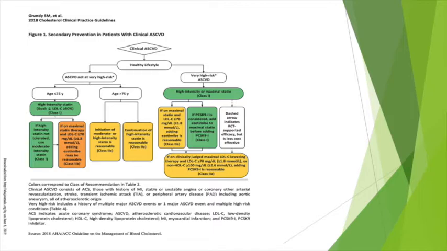For patients at a very high risk of ASCVD, the American Heart Association and the American College of Cardiology recommend adding ezetimibe 10 mg once daily to a statin at the highest tolerated dose to achieve an LDL of less than 70 mg per deciliter before adding a PCSK9 inhibitor.